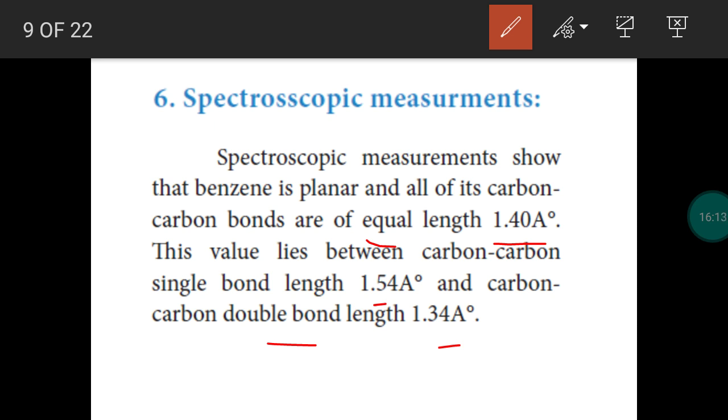Because of delocalization. So pi electrons are not localized. If you take alkenes, the double bond will be present between two atoms. It is localized pi electrons. But in benzene, there is a delocalization of pi electrons, so for all the covalent bonds, we get equal bond length.